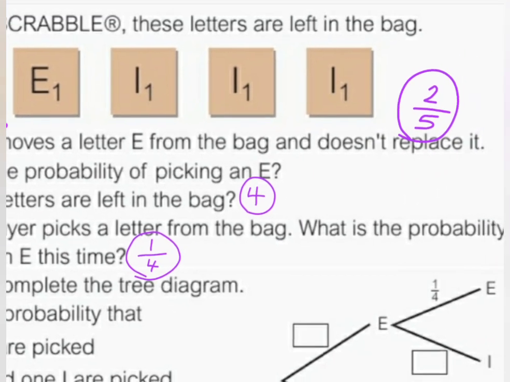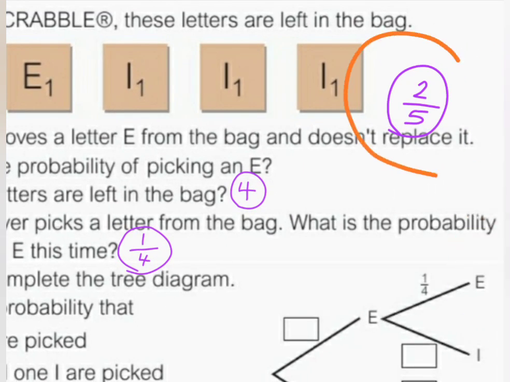As you can see, the probability of the first E was 2 out of 5. And the second E was 1 out of 4. Now the probability changed between the two events. They're not the same, but we're talking about the same letter. Now, because the probability changed, this means that these events are dependent. So they depend on each other.